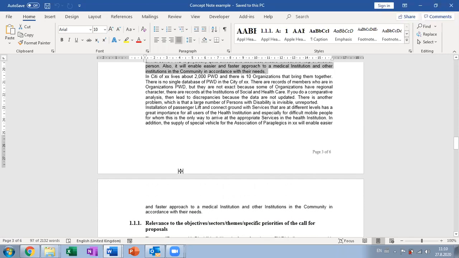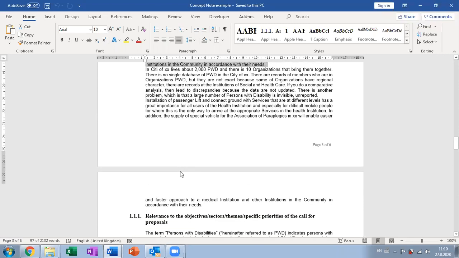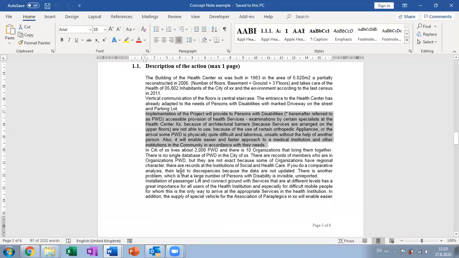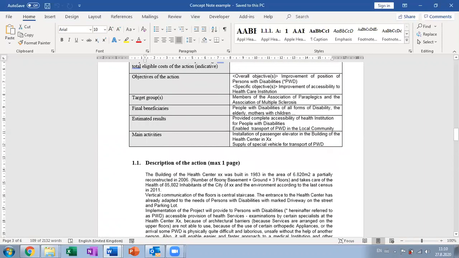Nothing of that sort is planned here, really. We don't have a project board or some kind of community involvement. In fact, it's only the members of these organizations that are supposed to benefit from this particular project. Maybe other people with disabilities in this particular region are also in need, but that's not really explained.